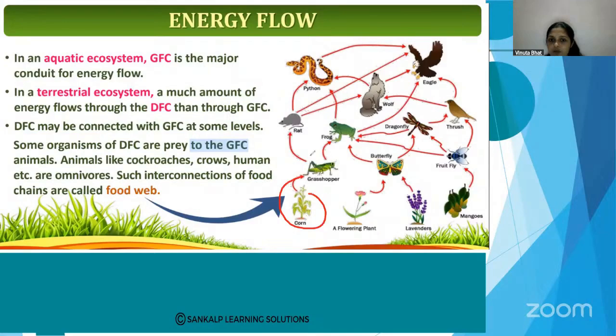Corn, then grasshopper, which is eaten by the frog, then eagle. So this is one food chain, but it is interconnected with some other animals. This grasshopper is also eaten by the rat and the frog, and this frog is eaten by other organisms like python, and the rat is also eaten by the python or snake. So the interconnection between two or more food chains is called the food web.